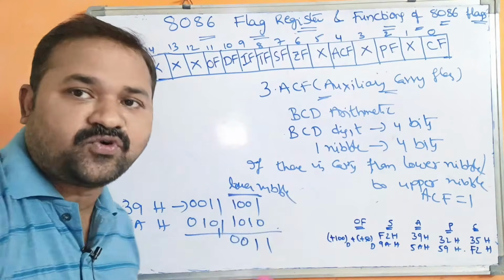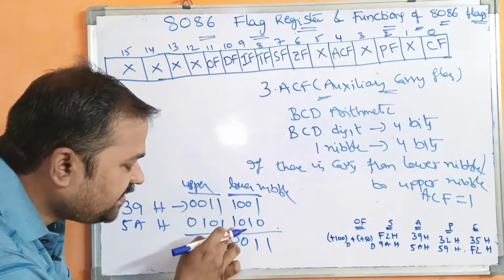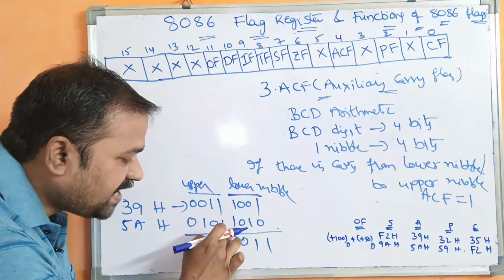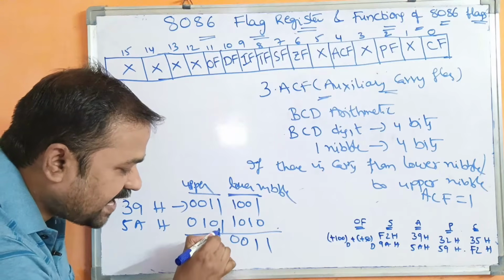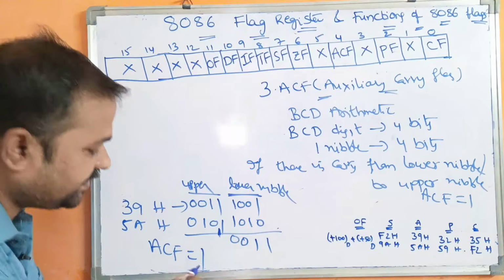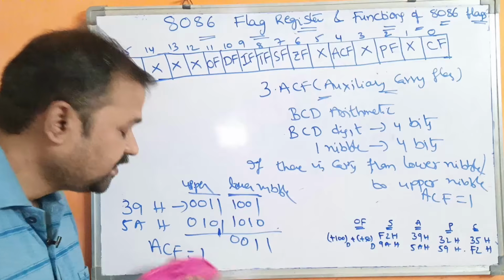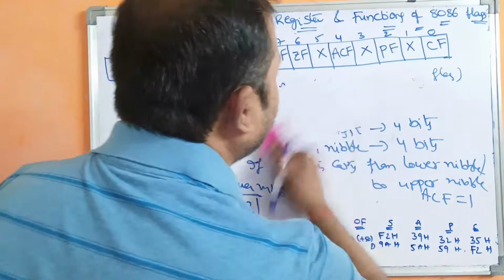Nibble means what? 4 bits. Whereas this is called the upper nibble. Here we have a carry from the lower nibble to the upper nibble. Here we have a carry from this lower nibble to the upper nibble. So here we have a carry from the lower nibble to the upper nibble, so the auxiliary carry flag will be set. If there is no carry from the lower nibble to the upper nibble, then the auxiliary carry flag will be reset. Okay, so this is about the auxiliary carry flag.